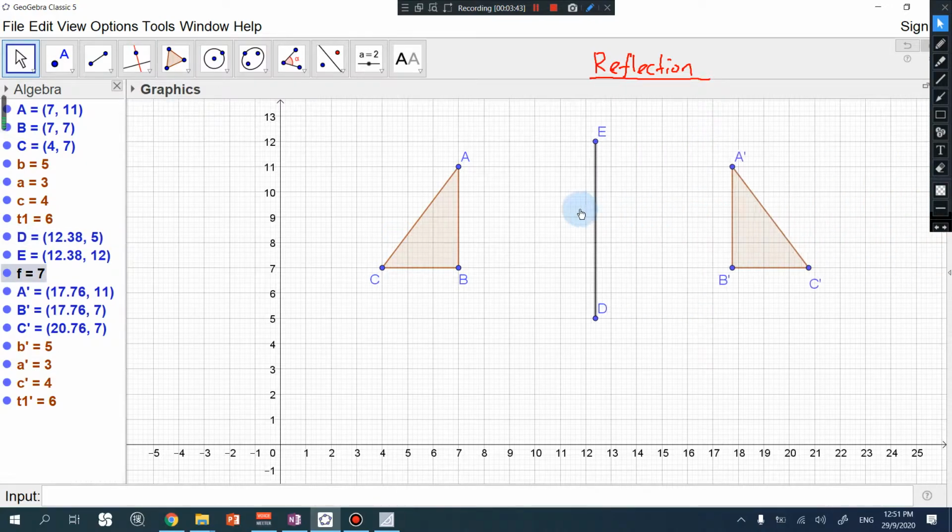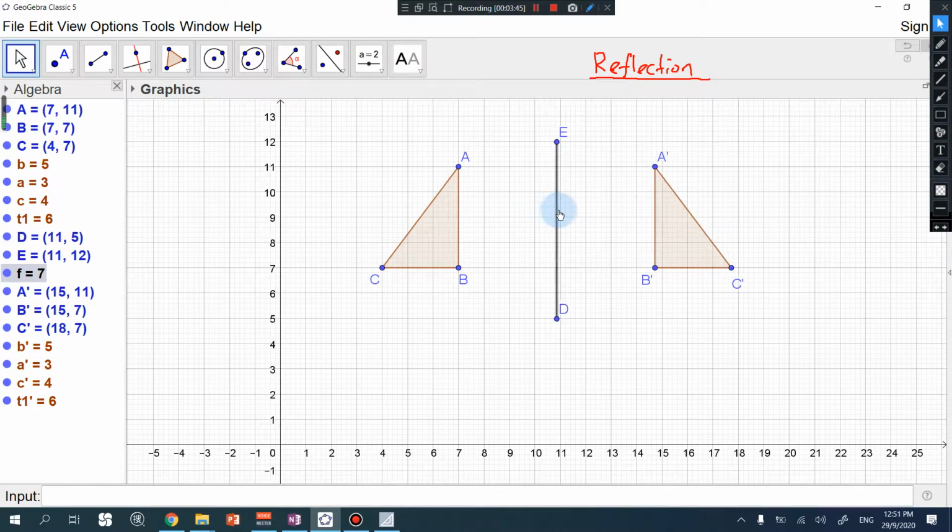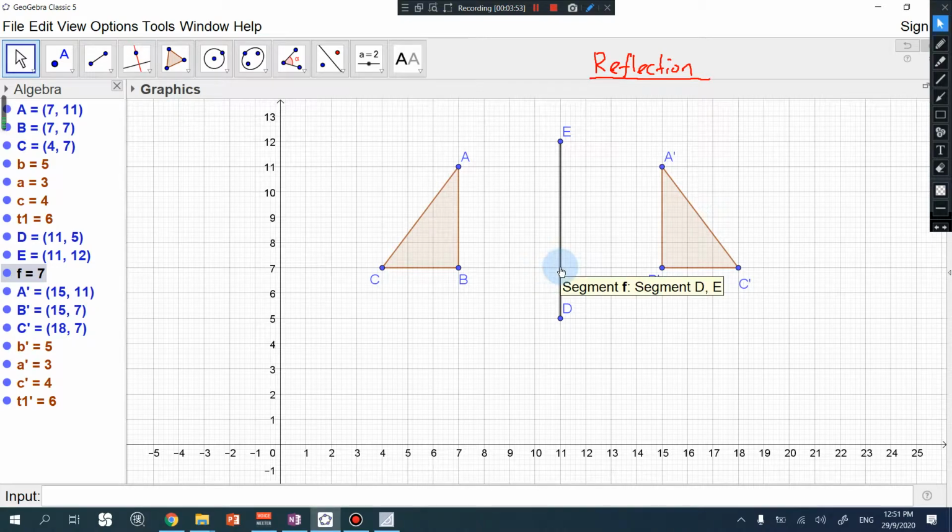Okay. Make it closest to this object. Okay, let's try. 1, 2, 3, 4, 5, 6, 7. So the corresponding vertex will be C prime. 1, 2, 3, 4, 5, 6, 7. Okay, so this is also a property of reflections.